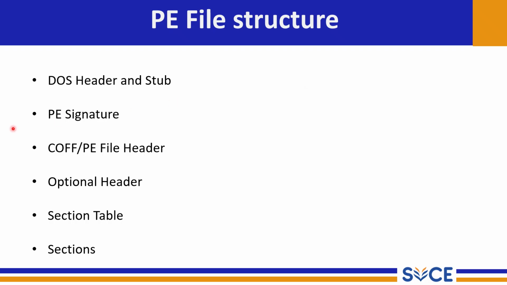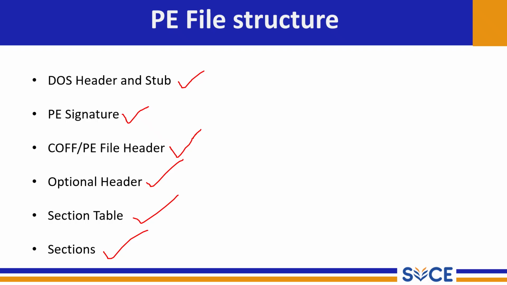This file structure contains the DOS header and the stub. The second one is the PE signature. The third one is the COFF as well as the PE file header. The fourth one is the optional header. The fifth one is the section table. And the last one is the sections.